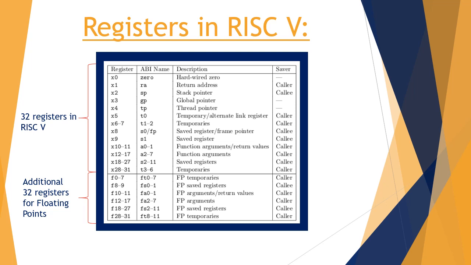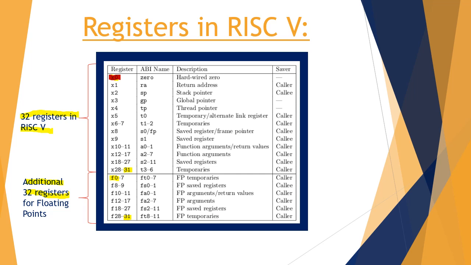Registers in RISC-V. There are 32 registers in RISC-V. They start from X0 to X31, and there is an additional 32 registers for floating points. They start from F0 to F31. It is important to note that the X0 register is the only one that you cannot modify. It's actually a hardwired 0.